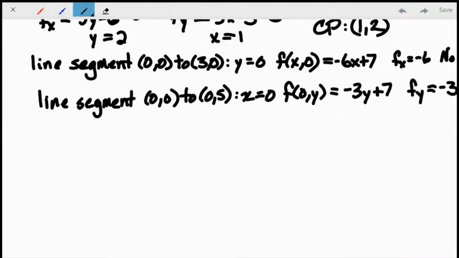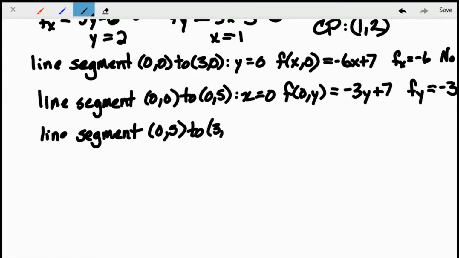So we have one other line, and it's the one that goes from (0, 5) to (3, 0). So this is my last line segment. So from (0, 5) to (3, 0). Now the equation for that line is y is equal to negative 5/3 x plus 5. And you could figure that out pretty easily because we have a y-intercept of 5 and the slope is just rise over run. So pretty easy to get that.